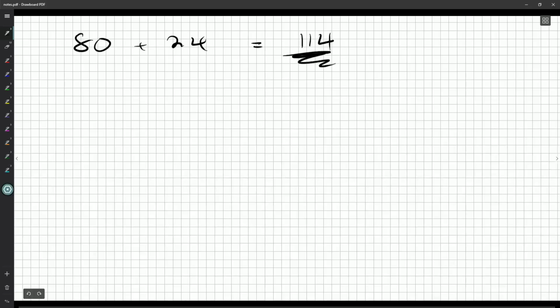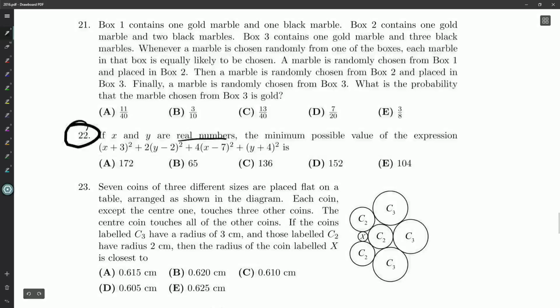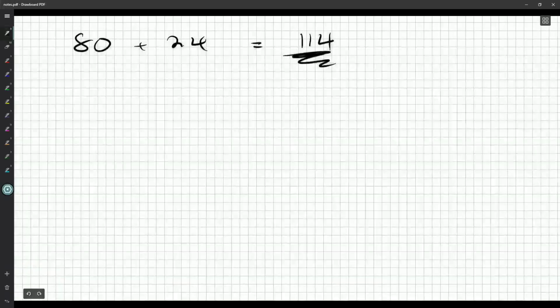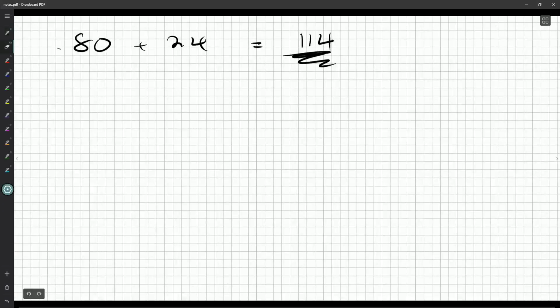So because the x's and y's are independent, again, this would be different if the x's somehow affected the y's, but our minimum value should be 80 plus 24, which is 114. So that should be the minimum value overall. Is that one of our answers? No, I don't see 114 anywhere here, so... Oh, it's 104. 20 plus 80 is 100, so 104, there we go.